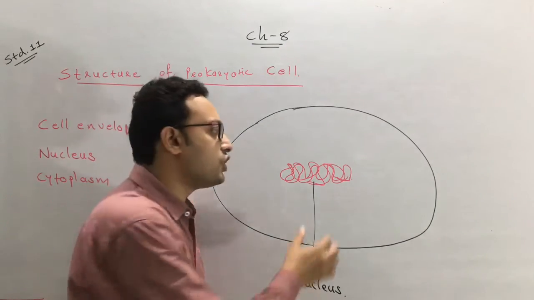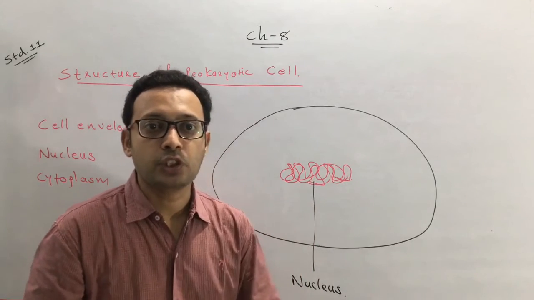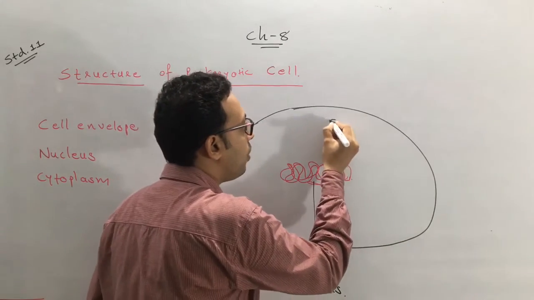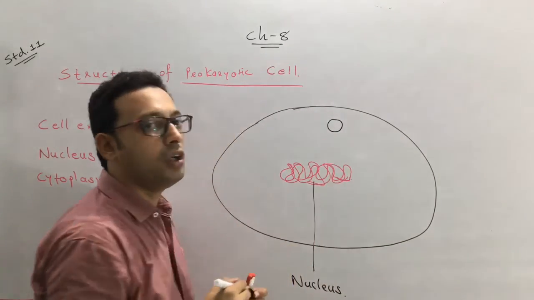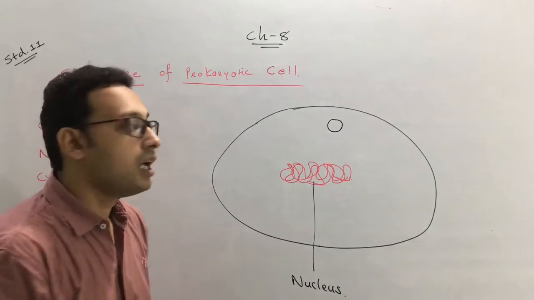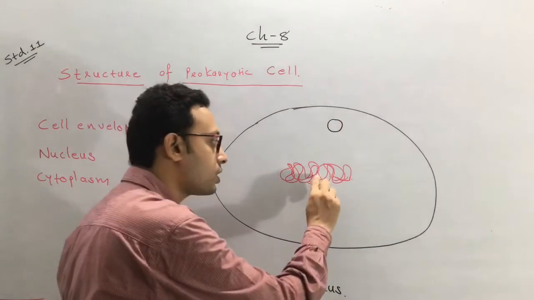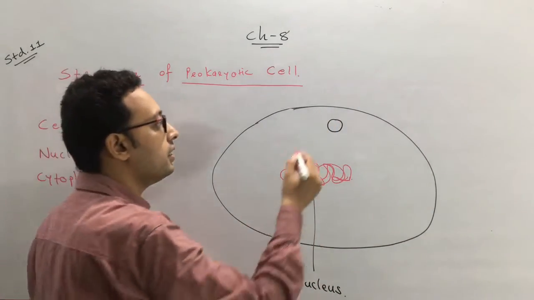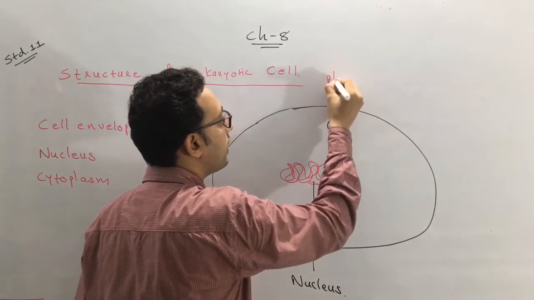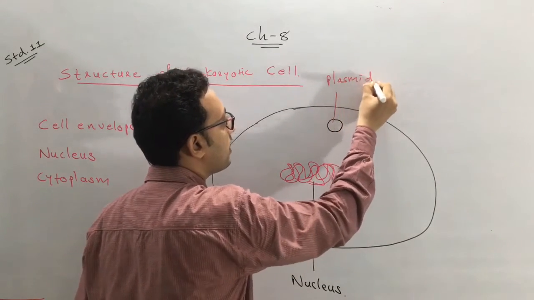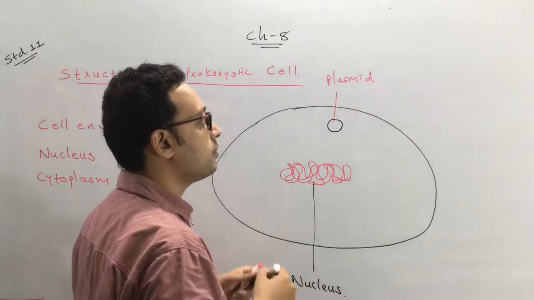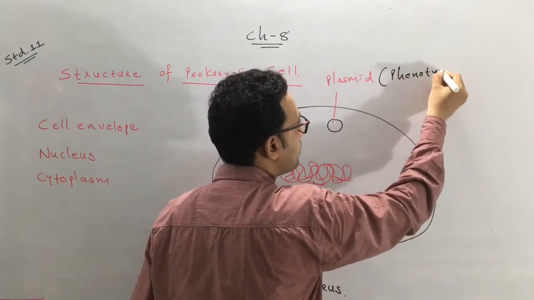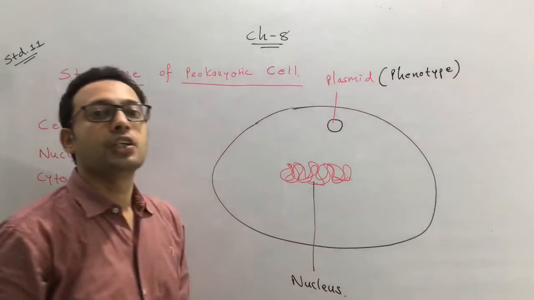Now, while we are discussing the genomic DNA that is responsible for hereditary characters, the bacterial cell also possesses a small circular DNA outside the genomic DNA. This small circular DNA is called a plasmid. And this plasmid is responsible for phenotypic characteristics. It gives phenotypic characteristics to a bacterium.